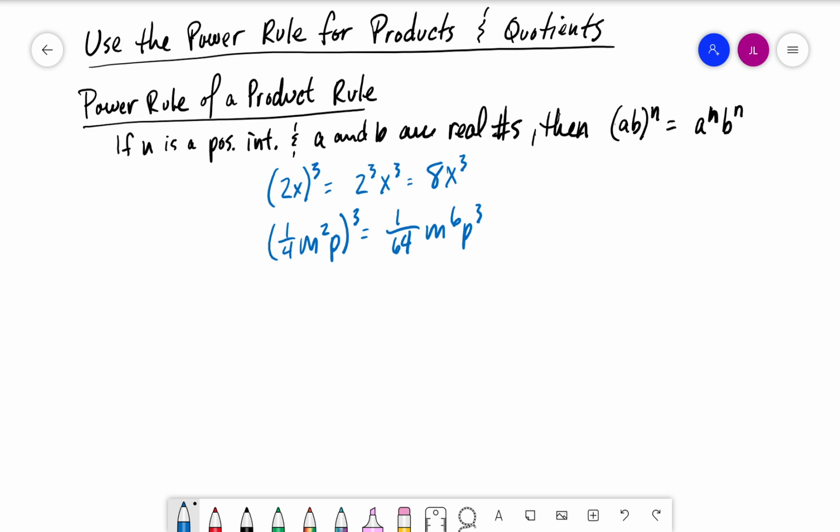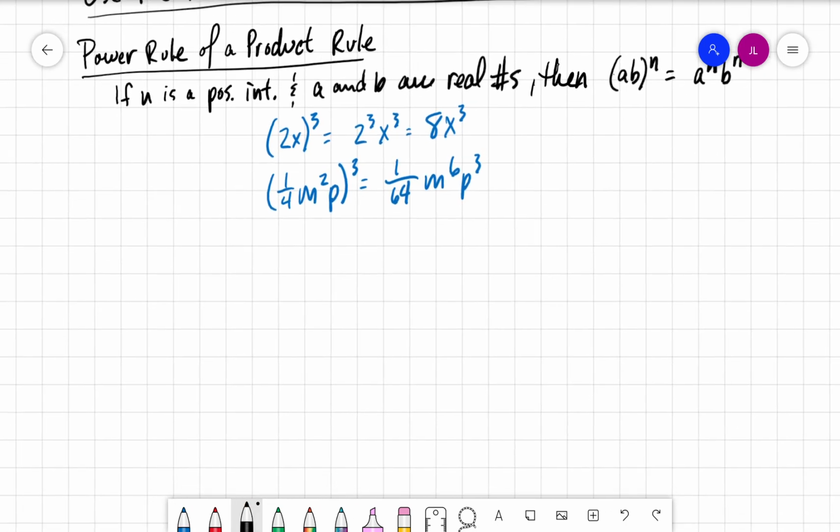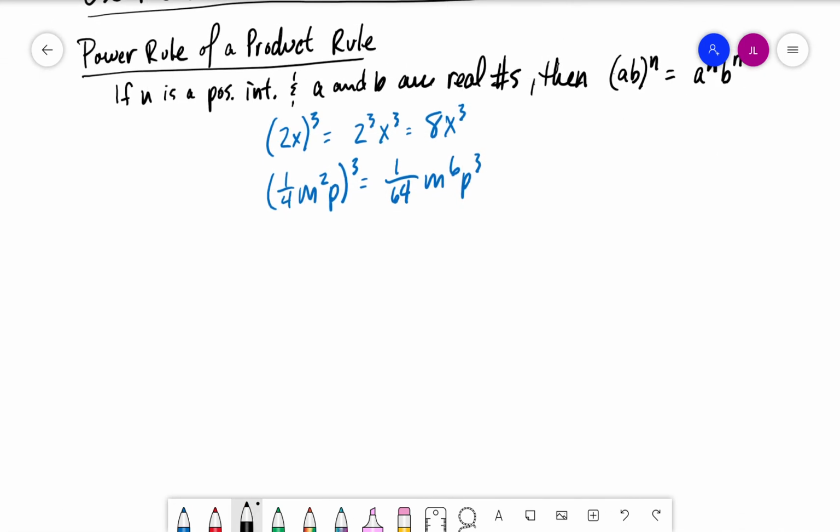What about the quotient rule? Alright, let's take a look at that. So we have the power rule of the product rule. Now we're going to have the power rule of a quotient rule.